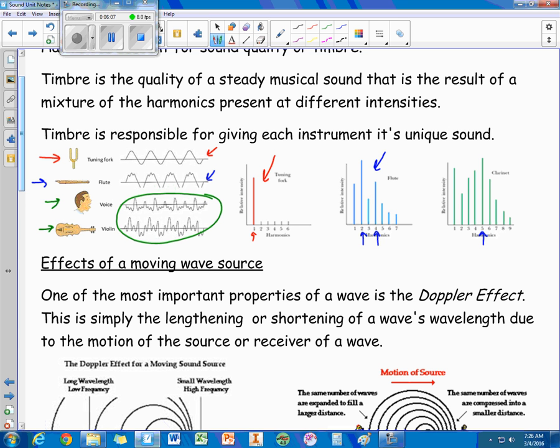I'm not going to try to teach you how to perform a fast Fourier transform. That's some pretty advanced math. But there are computers out there that will do that math for you.